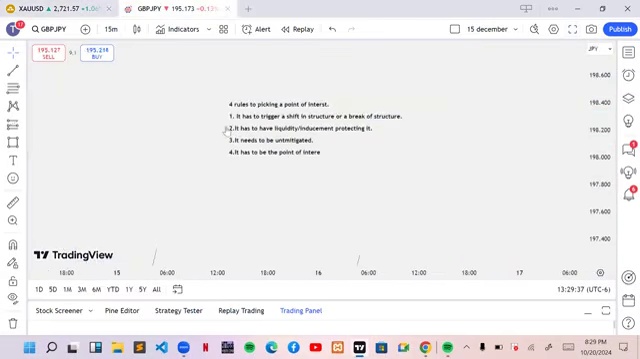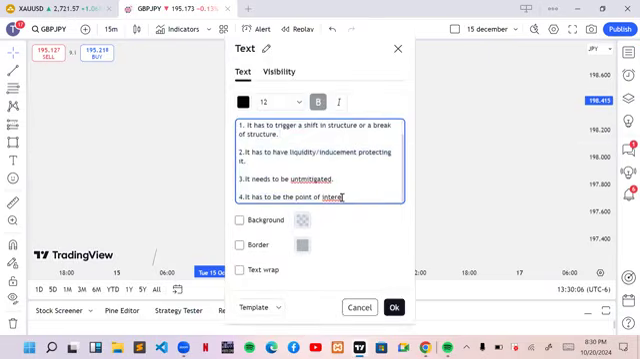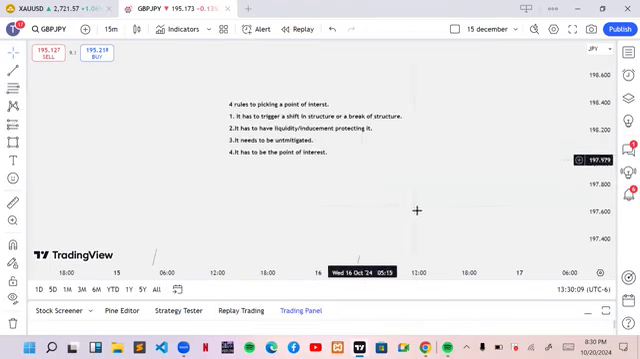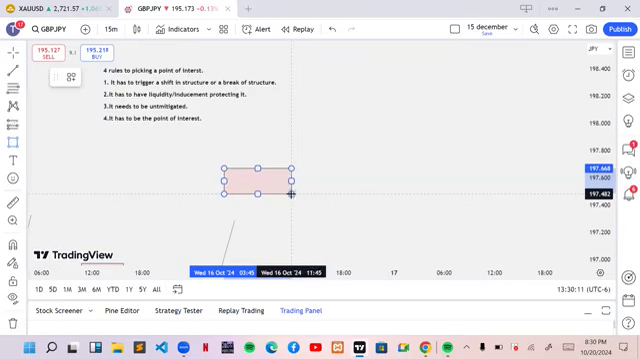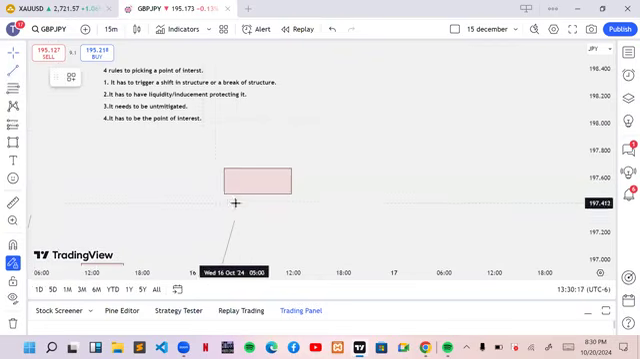So the first rule says it has to trigger a shift in market structure or a break of structure. The second rule says it has to have liquidity protecting it. The third rule now says it needs to be unmitigated. Now, proper mitigation is after market breaks structure or has a shift in market structure, the market comes back to tap into a point of interest. That is what mitigation is. Mitigation is only valid when it happens after a break of structure or a shift in market structure. So, for example, this is our order block right here, and the market breaks past that zone, and market breaks past that zone.